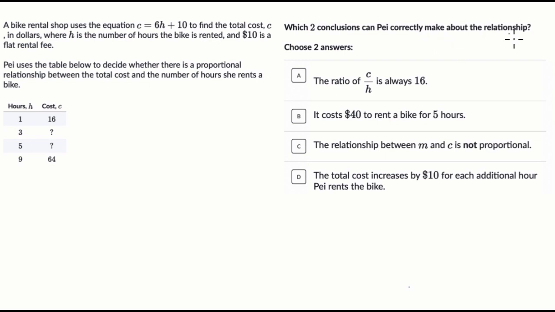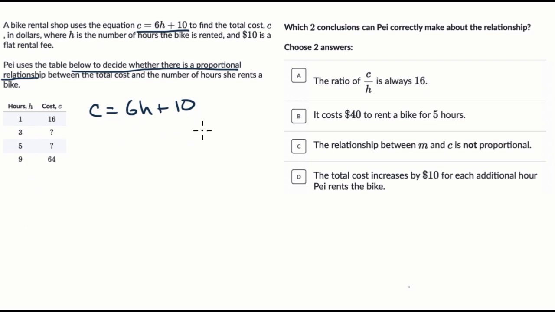So as always, pause this video, have a go at it before we do this together. Okay, now before I even look at the choices, I can see that they're asking us about whether something is proportional or not, and they even say it here where Pei is using the table below to decide whether there's a proportional relationship. And the reality is Pei could just look at this equation right over here, C is equal to 6H plus 10. This does not have the typical form of a proportional relationship.